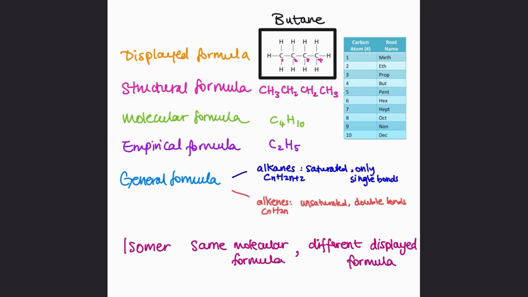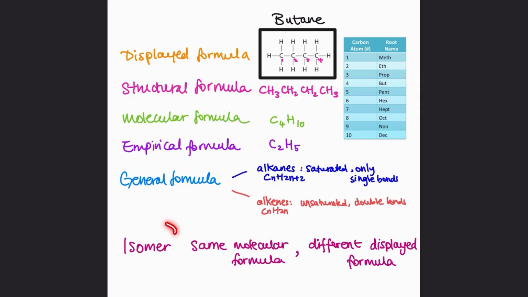Now, using butane as an example, there are different types of formula that can represent butane. The displayed formula shows all of the bonds. The structural formula is each carbon and the atoms that it's bonded to. The molecular formula is just the total carbons and the total hydrogens. The empirical formula is the simplest ratio of all the atoms. The general formula depends on what hydrocarbon you are. If you're an alkane, then you will have the general formula CnH2n+2. And if you're an alkene, then you're going to have the general formula CnH2n.